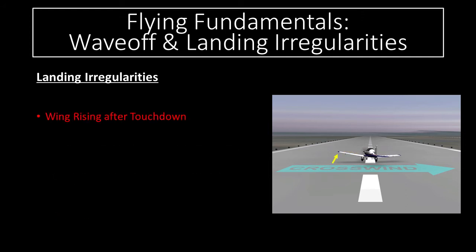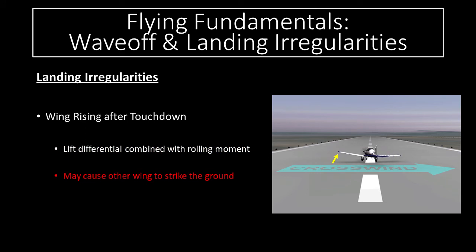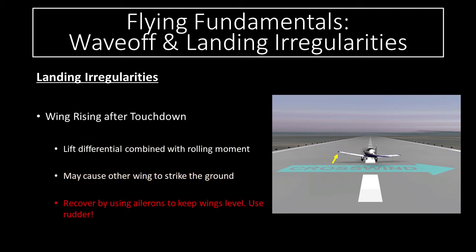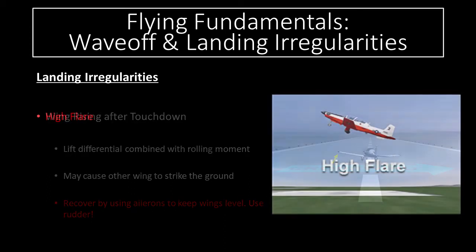Wing rising after touchdown, which is a lift differential on the upwind wing which causes a rolling moment. Allowing the upwind wing to rise may cause the downward wing to strike the ground. Recover by moving the control stick toward the wind, keeping the wings level. This spoils the lift on the upwind side while increasing lift on the downward side. Maintain directional control with rudder until a safe taxi speed, or wave off.